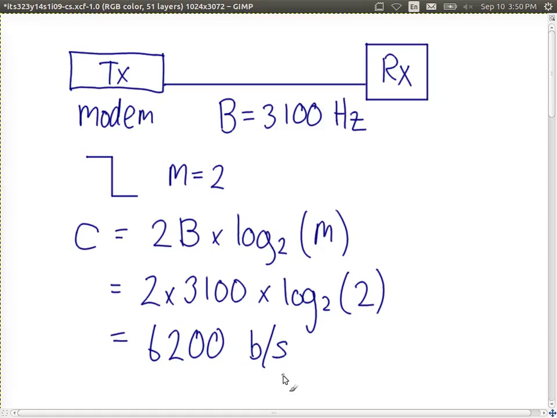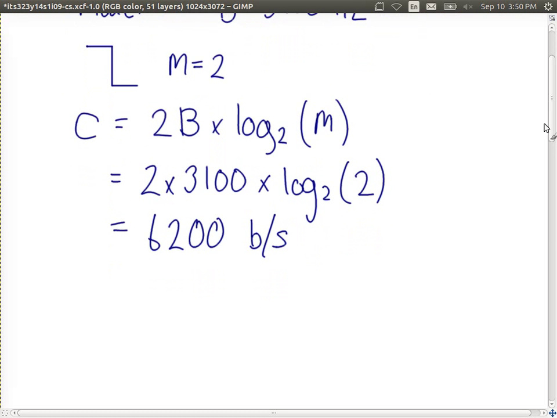Let's try, what about M of 3? Does that make sense? M typically will be a power of 2. We'll not calculate, but M of 3 means 3 levels. I don't know, plus 1, 0, and minus 1. But what bits would they represent?